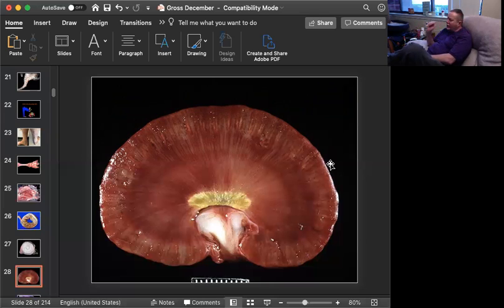So in a cat, don't just think about nonsteroidal anti-inflammatories like you would in a horse, but anything that will raise the pressure in the medulla is going to cause this lesion. Okay, looks like we are halfway through.